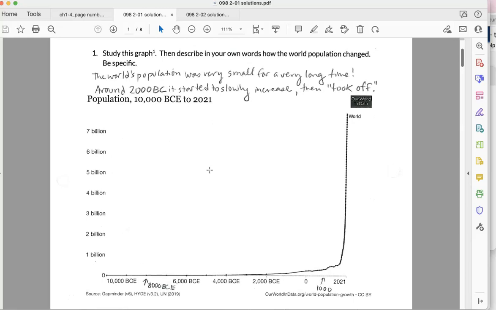Very small or relatively small for a very long time, and then around 2000 BC, so you can see there's a bit of liftoff right there, and it started to slowly increase, and then it really started increasing, and it's a little hard to see what year that might have been. Was that 1900 or 1950?